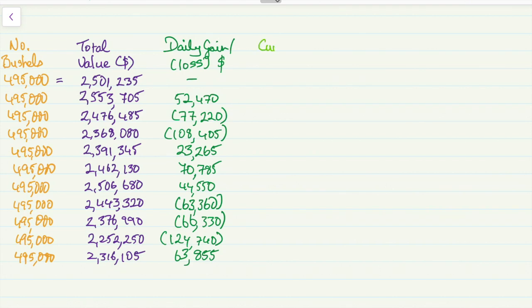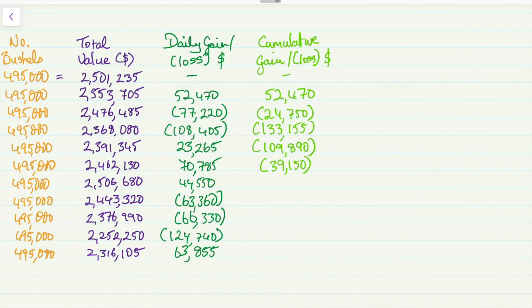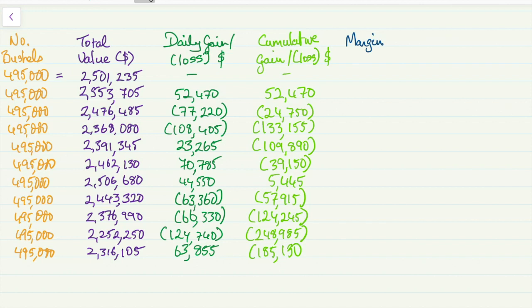Now, once we have that information, we're now going to look at the cumulative gain or loss over the 2-week period. And so that's really just taking the gain or loss from the previous period and adding it on to the current one. And so you'll see at each stage it goes up or down depending on whether it's a gain or loss from the previous column. And once we have that, we can see what our total value actually is.